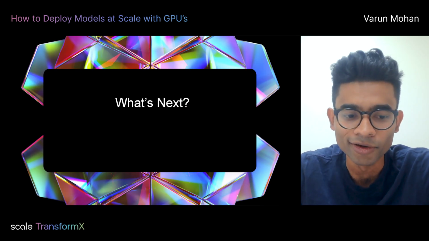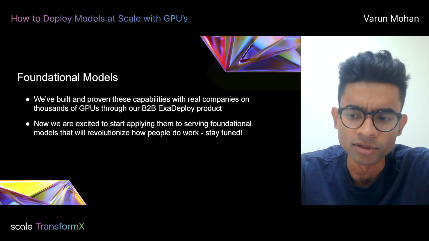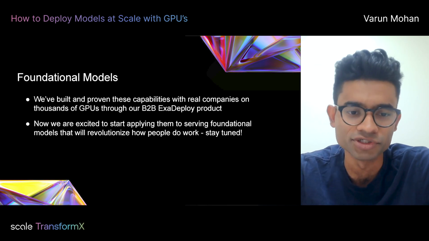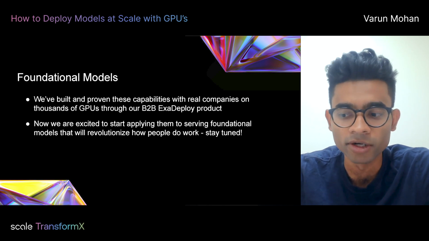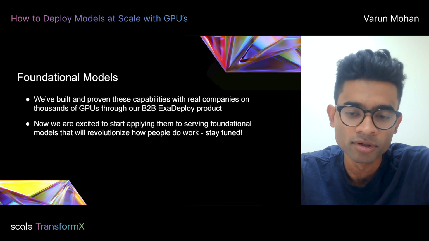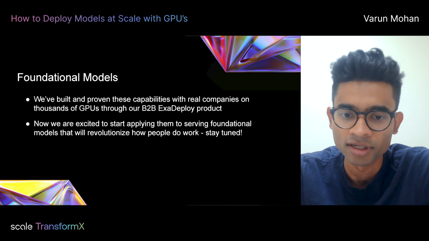So now, a little bit about us. So far we've built services, and our main service is called Exadeploy, which effectively virtualizes GPUs to run computations at scale. We've ended up working with some of the most sophisticated ML companies to offload their inference workloads. We manage thousands of GPUs and run hundreds of billions of inferences a month at the moment.